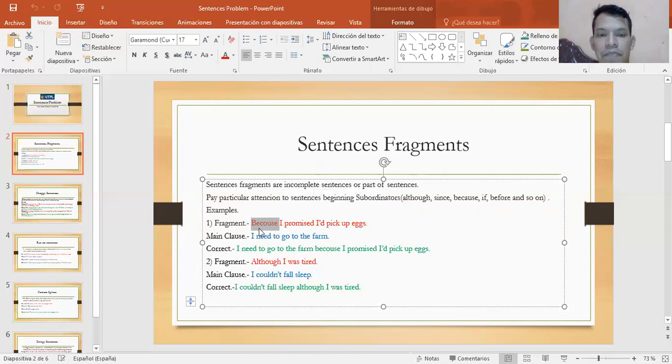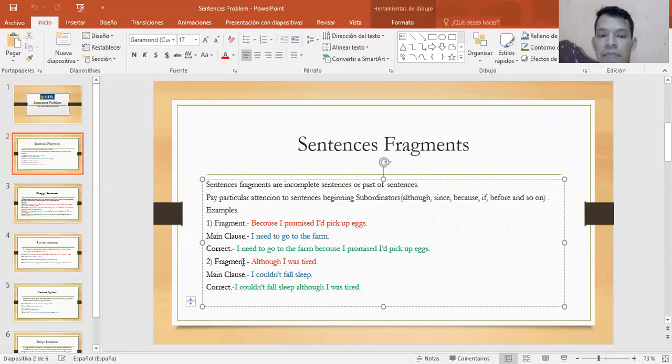subordinator. Well, when we talk about because, it's because we have a reason, and because is giving a reason, but we don't say what we are giving a reason for. So the main clause is: I need to go to the farm because I promised to pick it up. So this is the correct form to write that sentence.